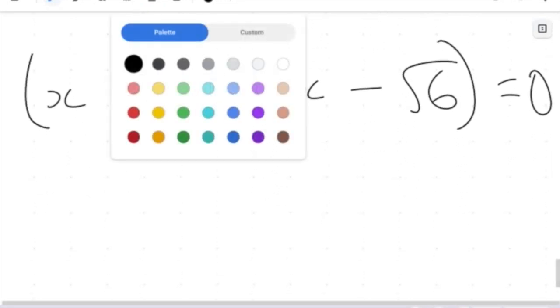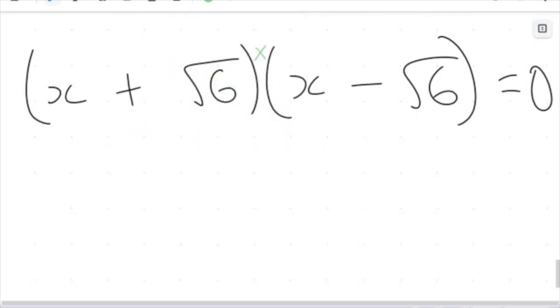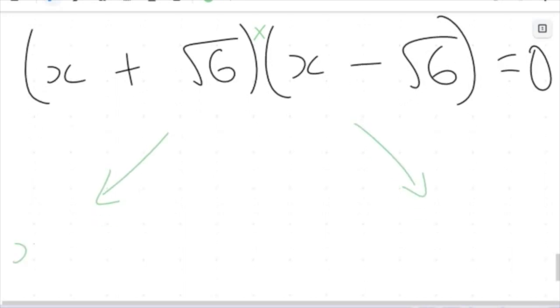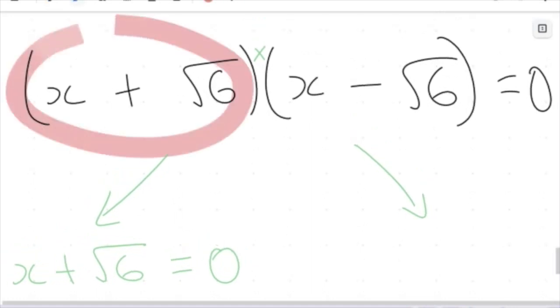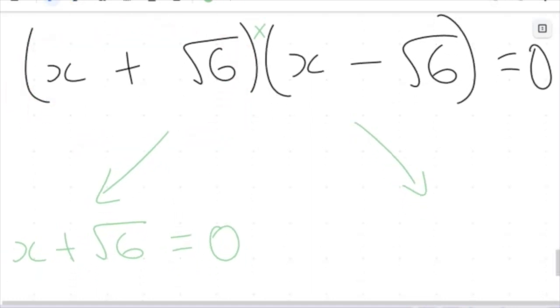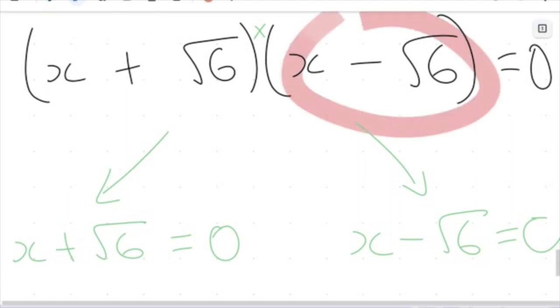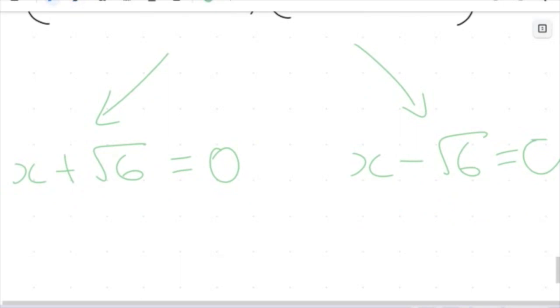And now, because this is a binomial product, I can apply my null factor law. So I have x plus root 6 equals 0. I want a value for x that makes this expression equal to 0, so we can apply the null factor law. And I also want a value of x that makes this expression 0, so I can once again apply the null factor law. And from here, we're just solving the equation.